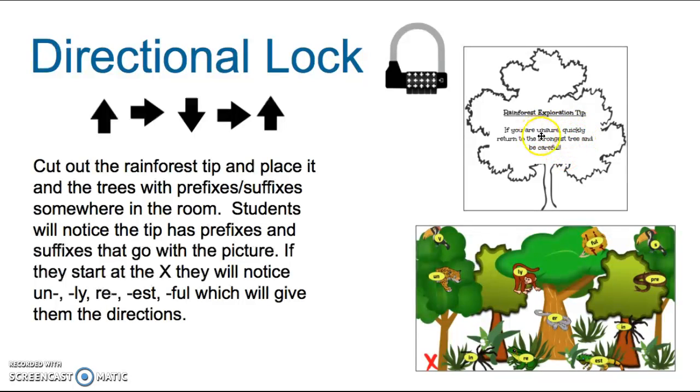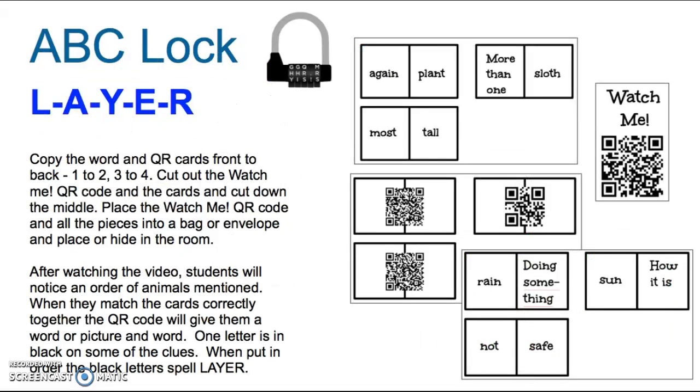If they look in the right order, the first one is un, so they'll go from the X to un. The next one is li, so they'll go right, followed by re, which is down, est, over to the right, and then up to full, which is the backpack, which gives you the directions that are shown.